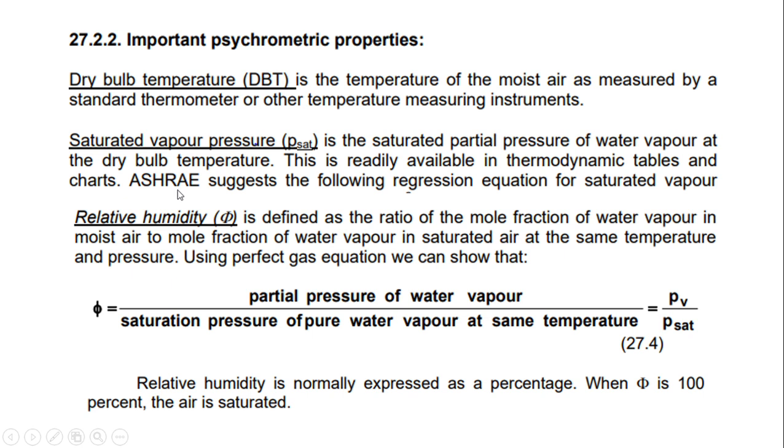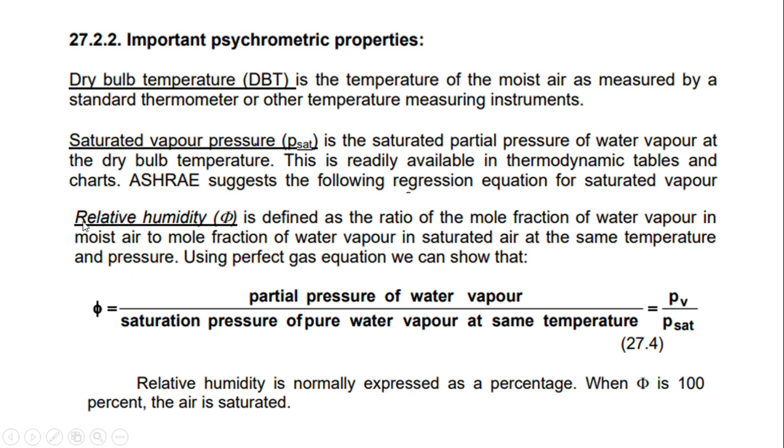Okay. Next one is saturated vapor pressure. It is the saturated partial pressure of water vapor at the dry bulb temperature. So the saturated partial pressure of water vapor at the dry bulb temperature is called the saturated vapor pressure. It is normally denoted by Psat. This is readily available in the thermodynamics tables.